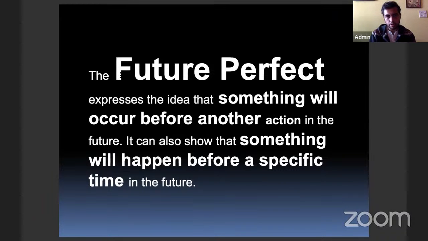Now, the future perfect expresses the idea that something will occur before something else in the future. Something will happen before something else in the future. And it can also show that something will happen before a specific time in the future.